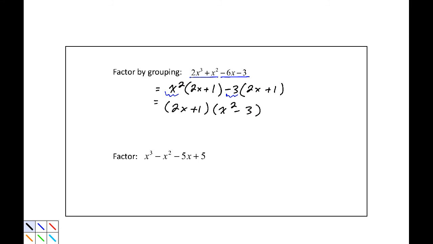Let's do that again with the second question. We'll group the first two. Notice they have a common factor of x squared, and that would leave us with an x minus 1.